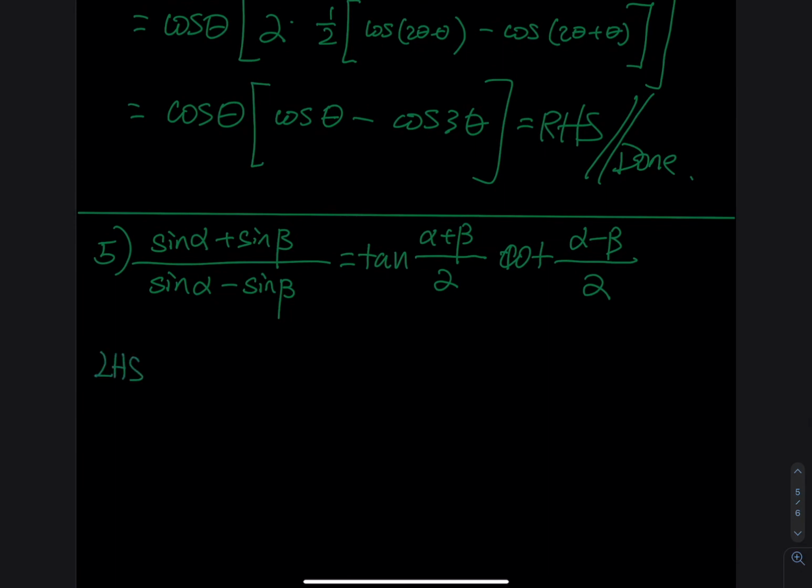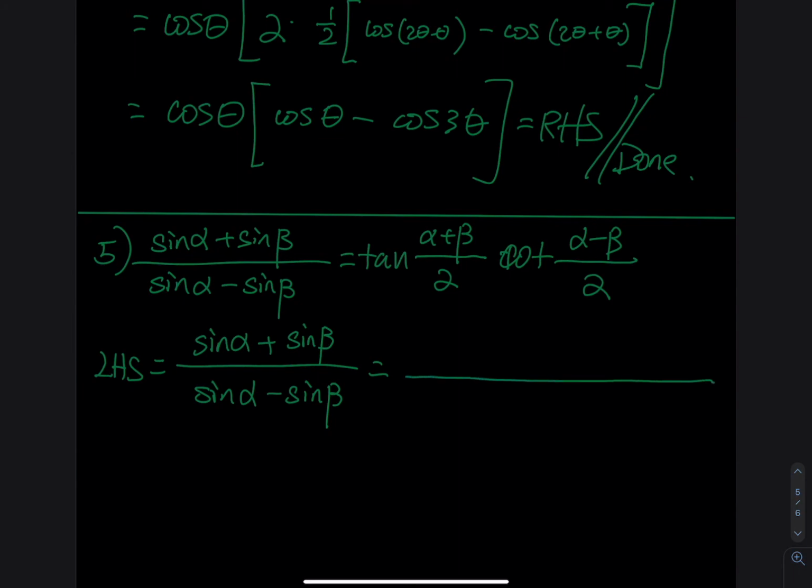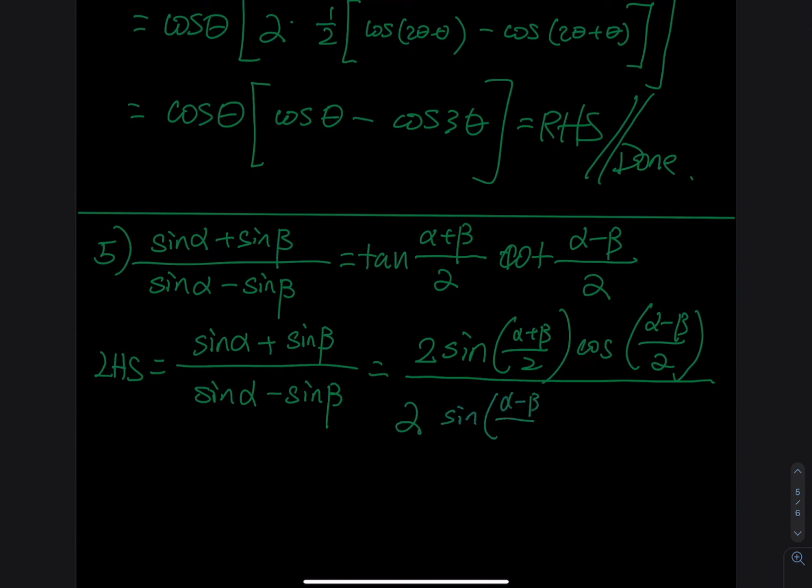So left hand side, you have sine of alpha plus sine of beta divided by sine of alpha minus sine of beta. And then you apply the rule sum to product, right? You have 2 times sine of alpha plus beta divided by 2, and then cosine of alpha minus beta divided by 2, and then the bottom is 2 times sine of alpha minus beta divided by 2, and then cosine of alpha plus beta divided by 2. The job is pretty much done right here.